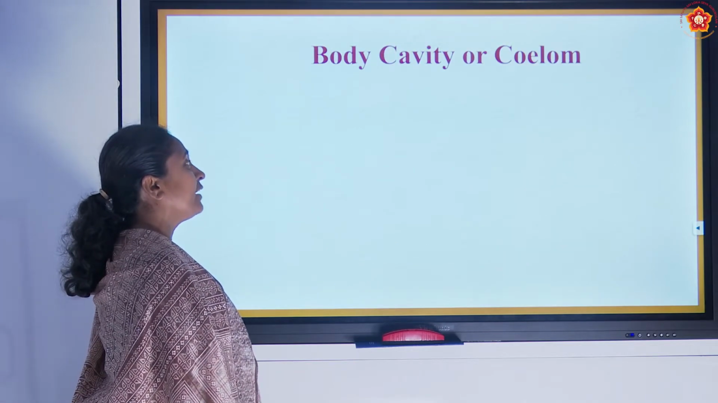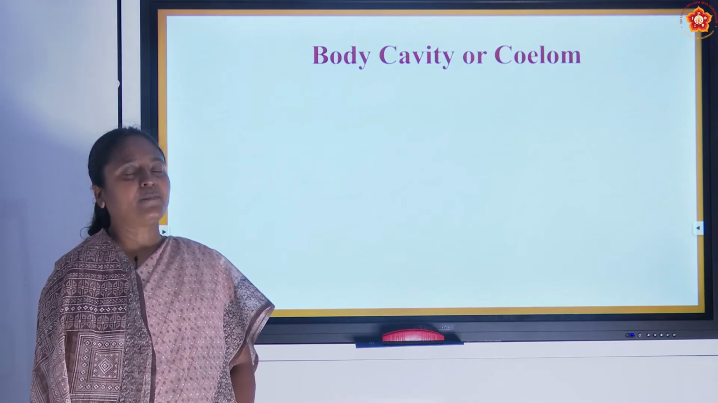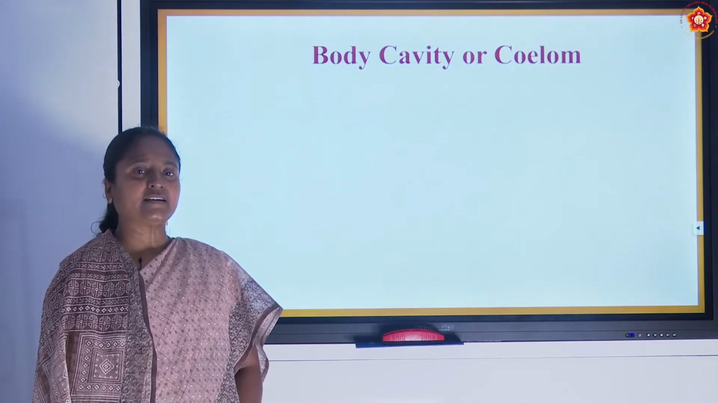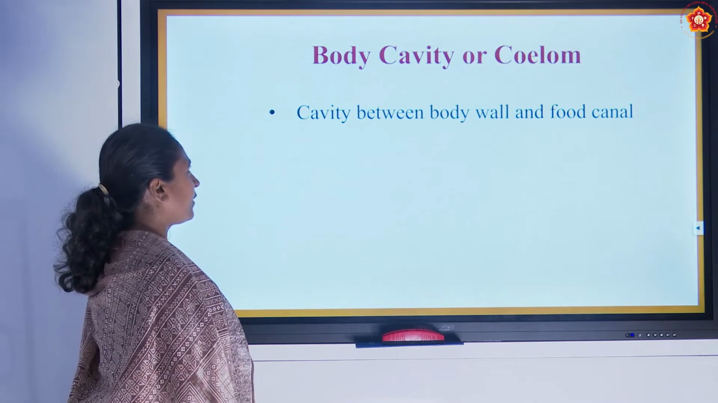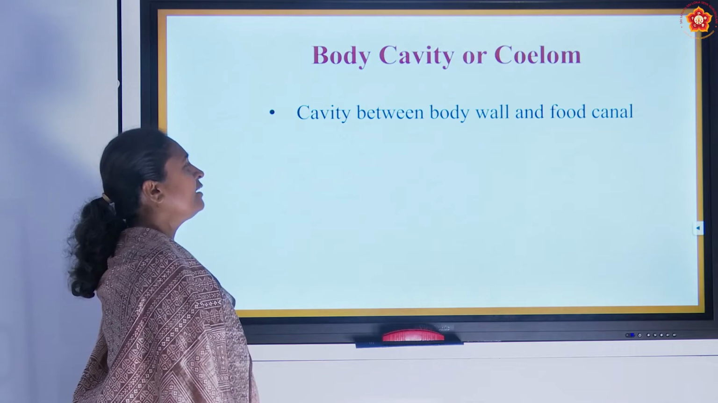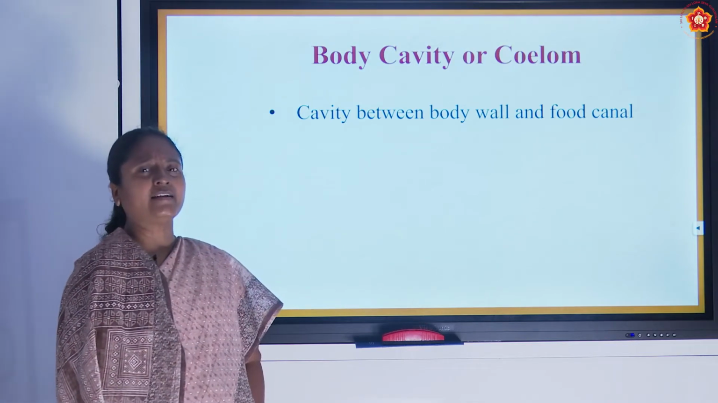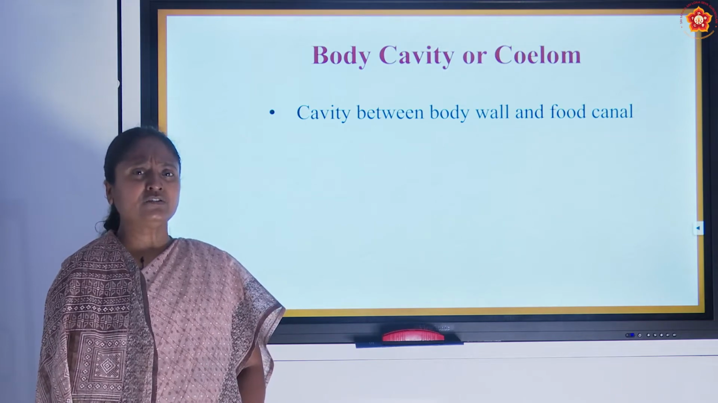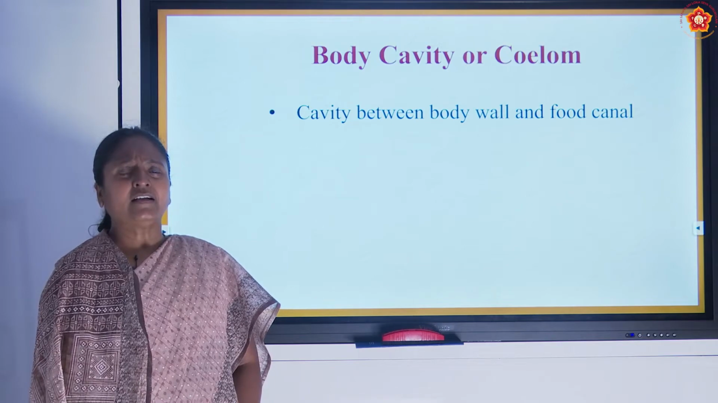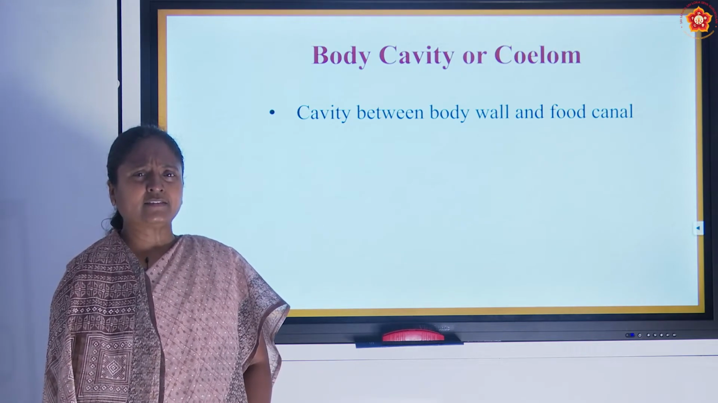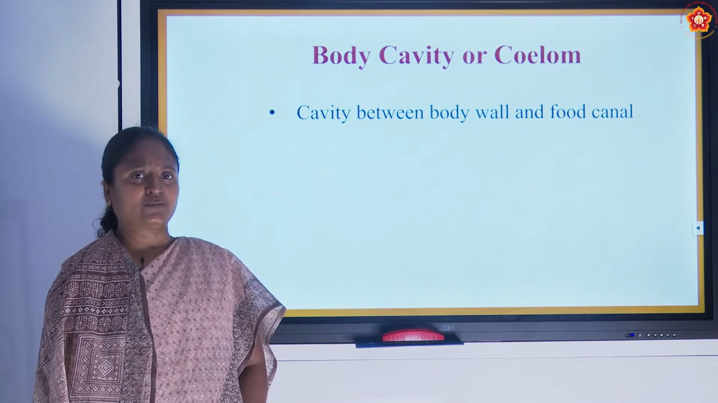Now we will see how the organisms are classified based on the body cavity. The body cavity has a name, which is coelom. Coelom is a new term, so please understand it properly. It is the small cavity present between the body wall and the food canal. You can check any picture of the human digestive system: between the digestive system and the body wall, there is a small space present.